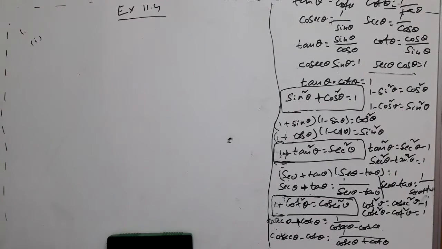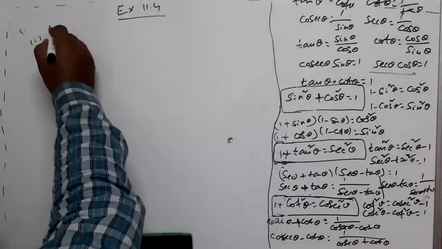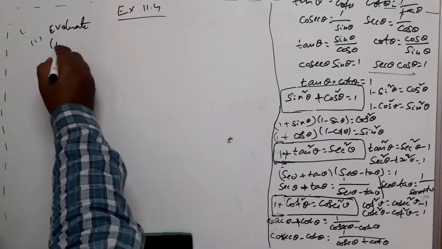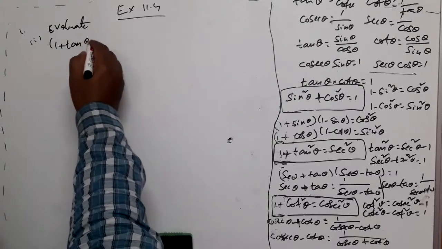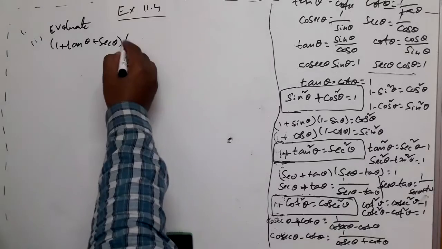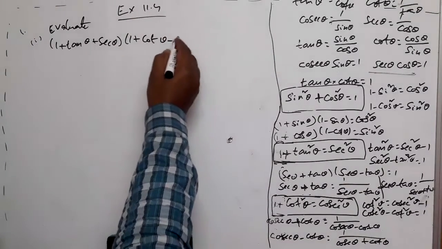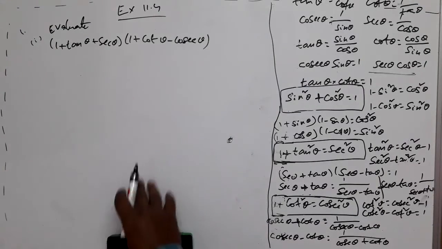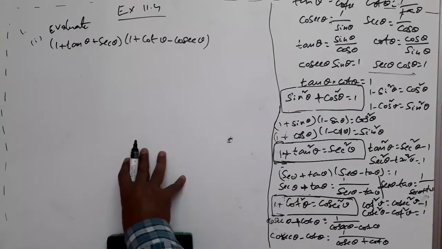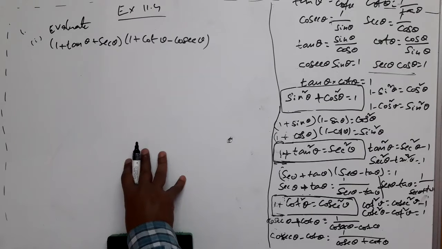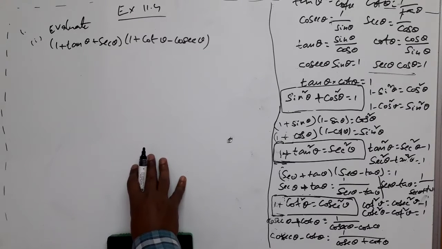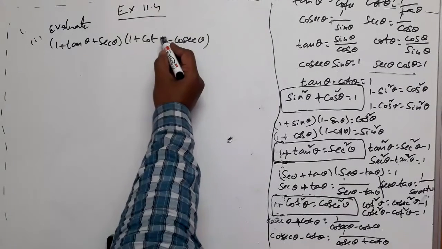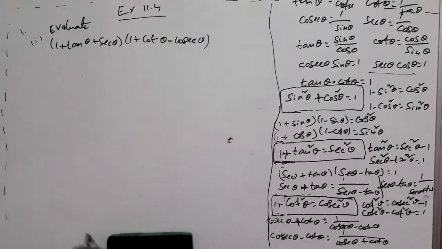Evaluate the following. That's the question. So evaluate this given expression, right? 1 plus tan theta plus secant theta multiplied by 1 plus cot theta minus cosecant theta. Evaluate means find the value of. You are supposed to find the value of this. Two more expressions of this type are given, of course, the second part and the third part.